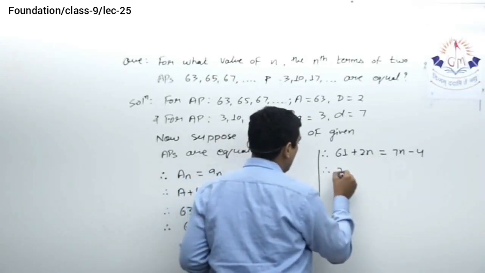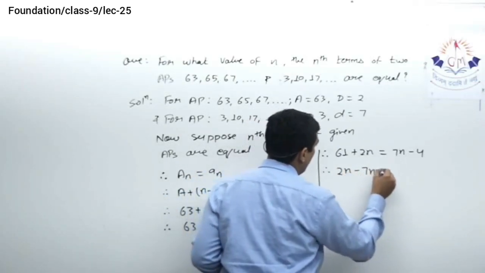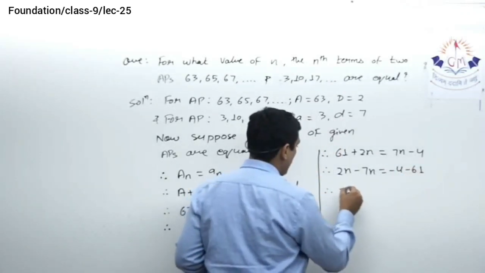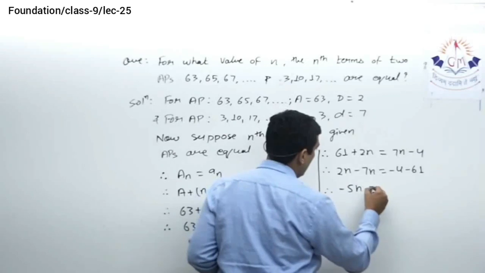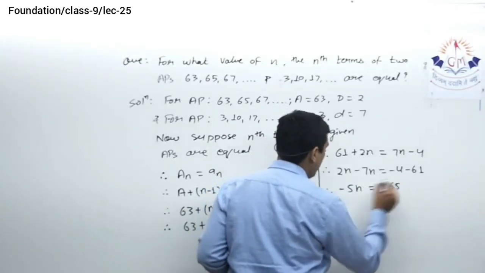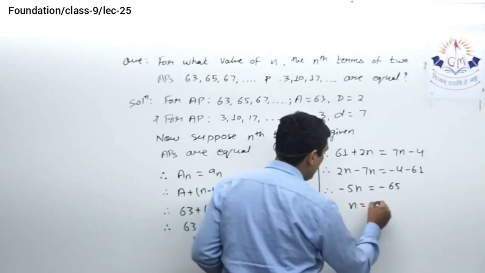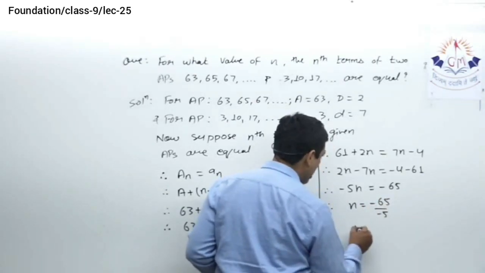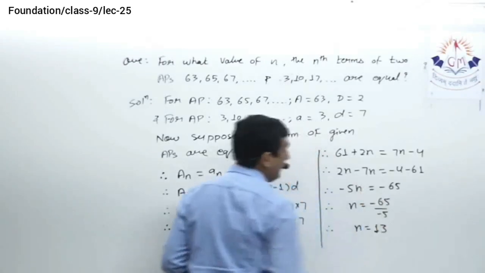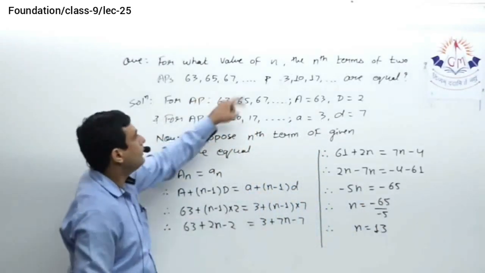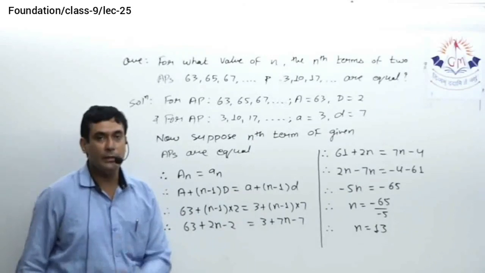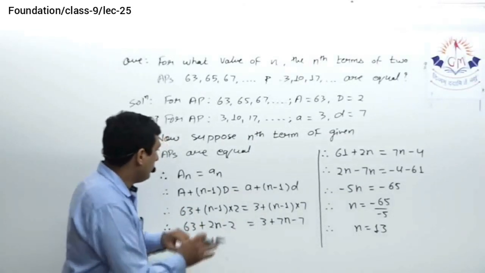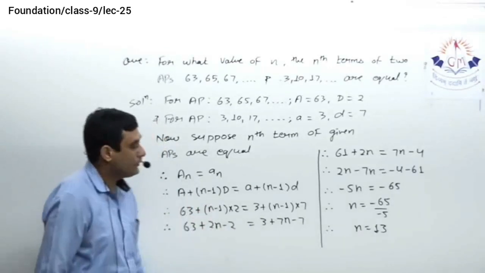So here I will get 2n minus 7n is equal to minus 4 minus 61. So minus 5n is equal to minus 65. So n is equal to minus 65 upon minus 5. Therefore n is equal to 13. It means the 13th terms of these two APs must be equal. So we'll check whether their 13th terms are the same or not, but first of all note it down.